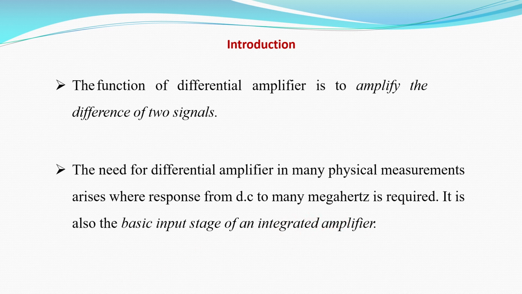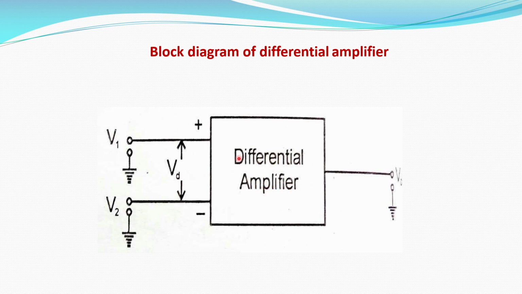And next, this is the block diagram of the differential amplifier. We are applying two input signals as voltages, denoted as V1 and V2, and VD is the differential voltage, the difference between the two voltages. Finally, we are taking only one single-ended output, denoted as V0. The differential amplifier behaves as a subtractor circuit that basically subtracts the two input signals. It can be constructed using either BJT or FET.